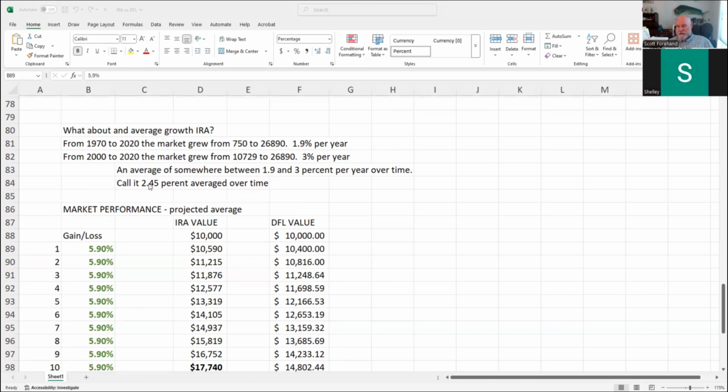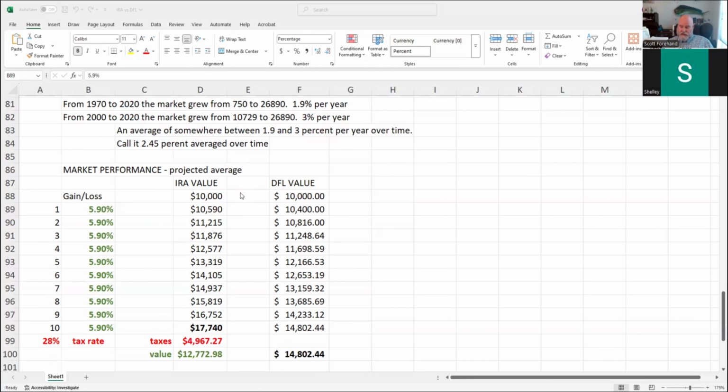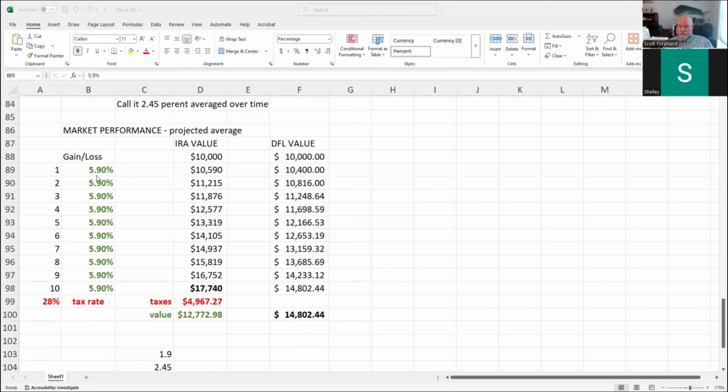So in this particular case, 2.45 would be an average if we compare the first 50 years versus the last 20 years. And it's just a number, but here's the real number, 5.9%. If you look at the growth rate from 2000 to 2020, the average return from the S&P investment is 5.9%. Not bad. Is it better? And the answer is no.